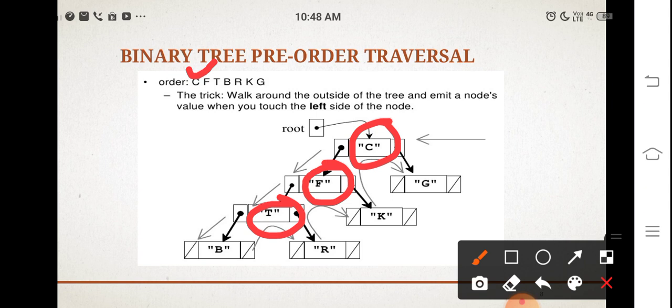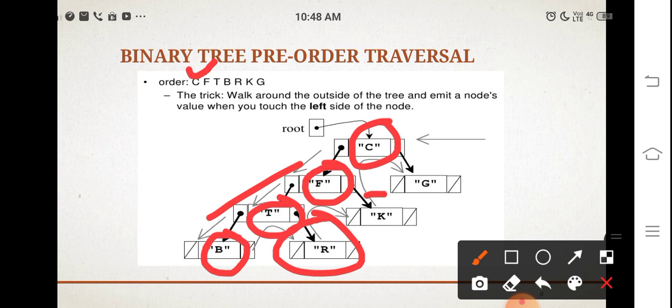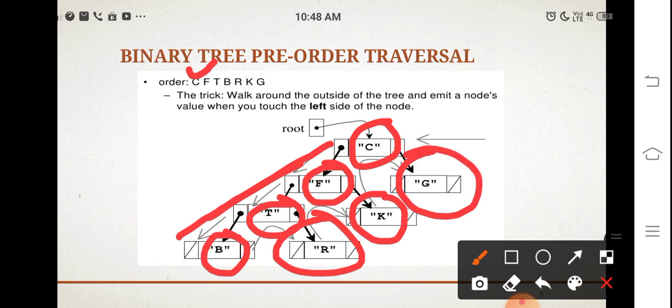Then after that we go for the left subtree of the root node T, then the right subtree of this node T, that is R. Then the left part of F is over, so we go for the right part, the right subtree of the F root. Now the left side of the root C is completely over, then the right subtree of C, that is G, will be processed at the end.